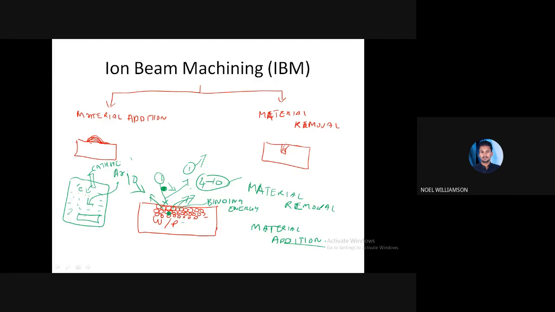So what happens is this electron and the argon gas will combine. That is, the argon reacts with the electron, and from that the argon ions are produced. Okay, so this is the ion which is used to impinge the workpiece material.